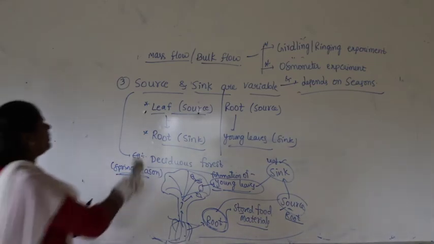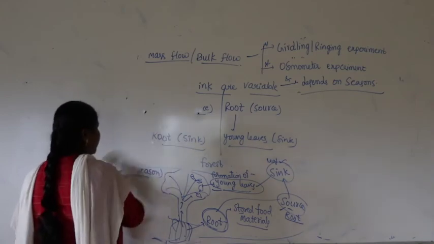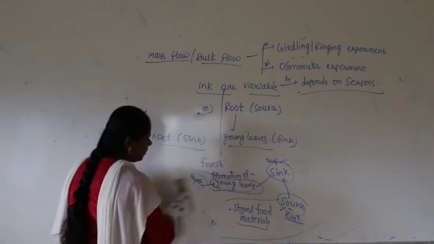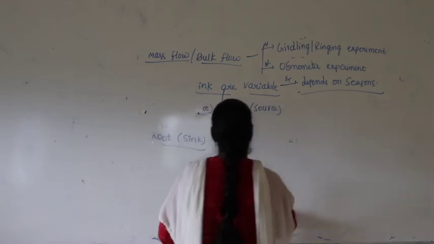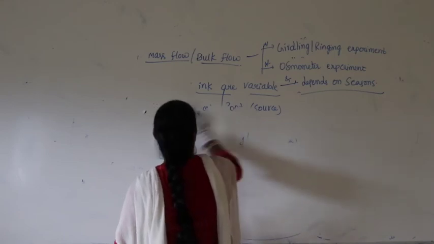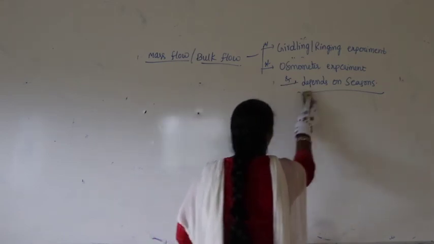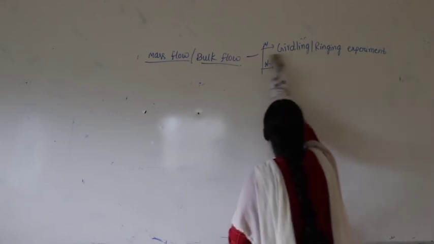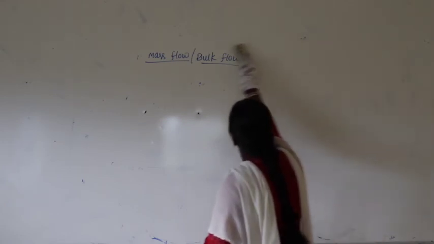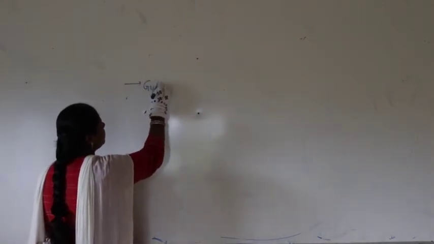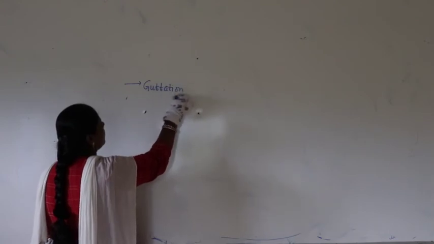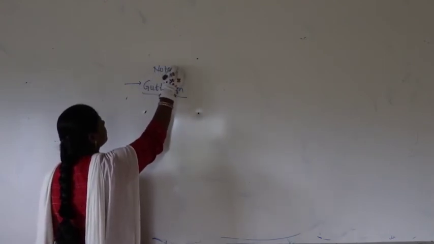Now let us talk about mass flow and bulk flow. It is clearly understood now. Let us see some of the points. For example, let us come back to guttation. Let us write some note points.